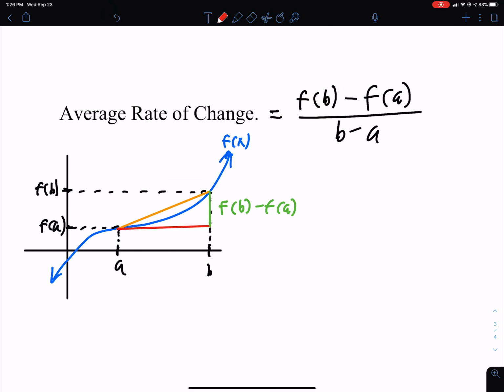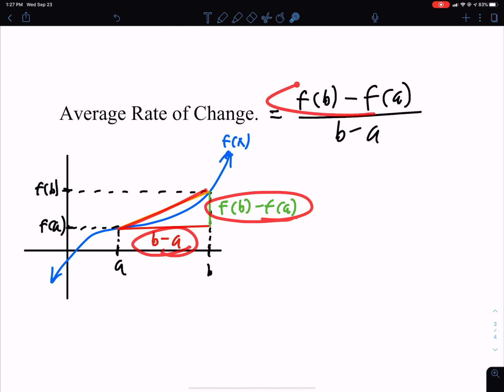Make sure that makes sense to you. Make sure that's comprehending. Pause if you need to. That needs to make sense, because this is the building blocks of what we're doing for the whole chapter. The length of this red line is b minus a. So the slope of this secant line, this is the rise, that's the run, rise, run, f of b minus f of a over b minus a, average rate of change.